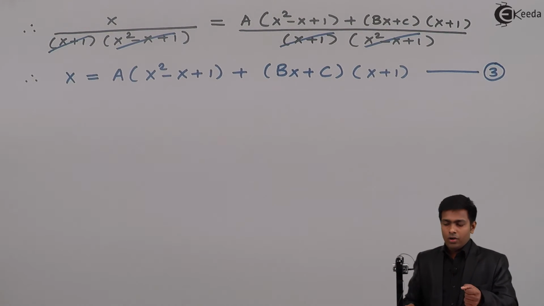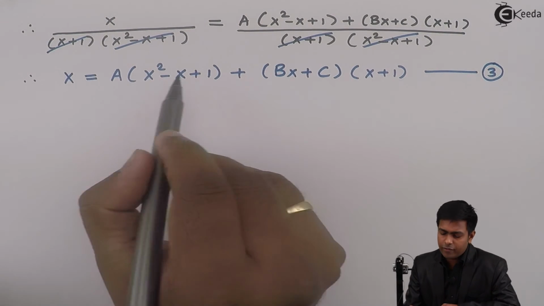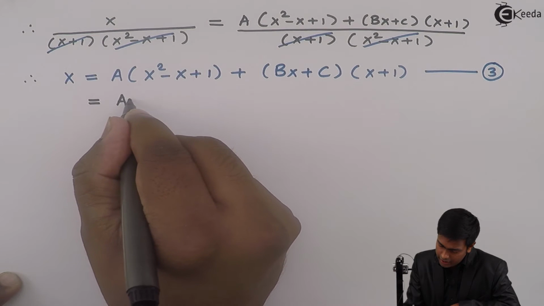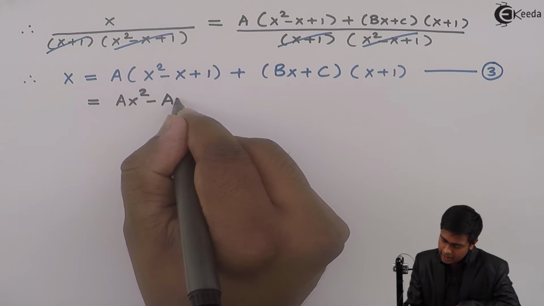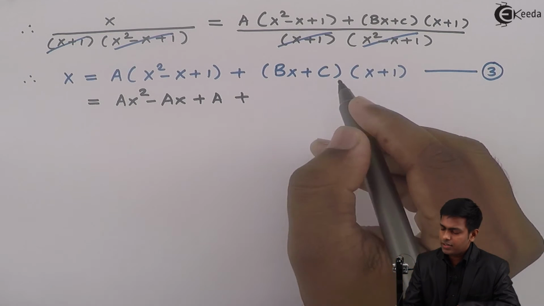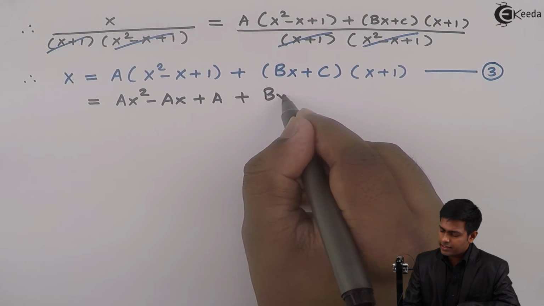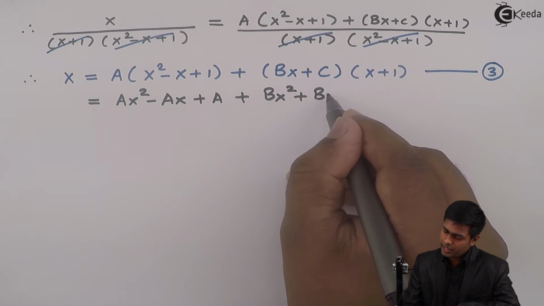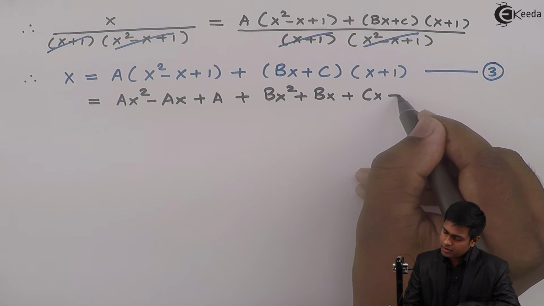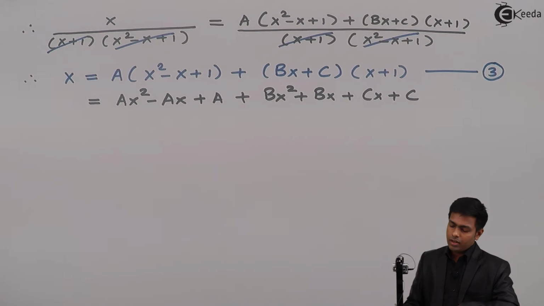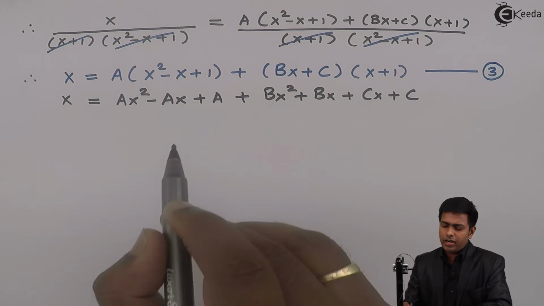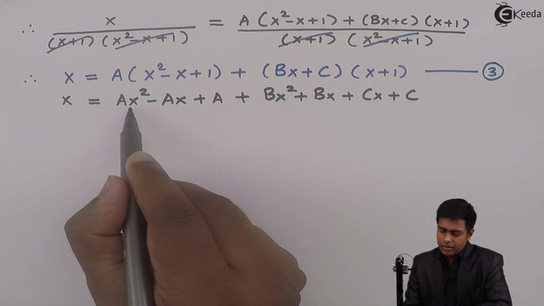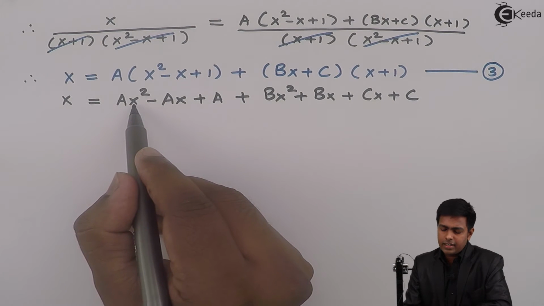So now we will solve this equation number 3 to get the values of a, b and c. So we will multiply the bracket with a. Here we'll get ax square minus ax plus a, plus here we'll get bx into x, bx square, bx into 1, plus bx, c into x, cx, and c into 1, that is c. And on the left hand side we have x. Now we will take the similar degree terms together. So here this term has a power 2, or I'll say this is the x square term.